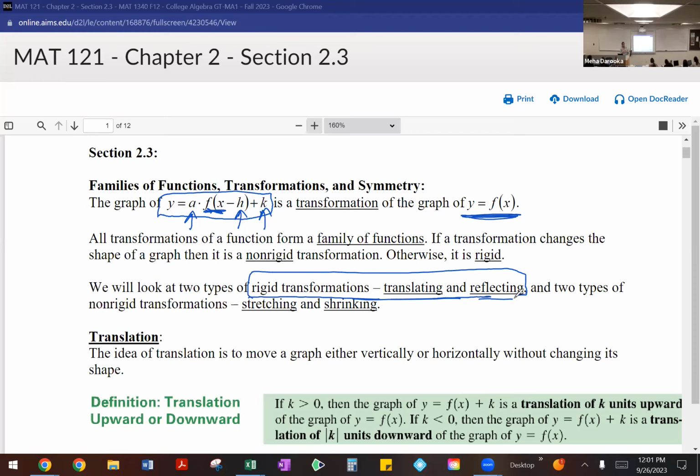For the non-rigid, which actually changes the shape, that is where the stretching and shrinking comes from. So they will actually change the shape of your function. Okay? So let's start by looking at translations. That's moving it horizontally and vertically.